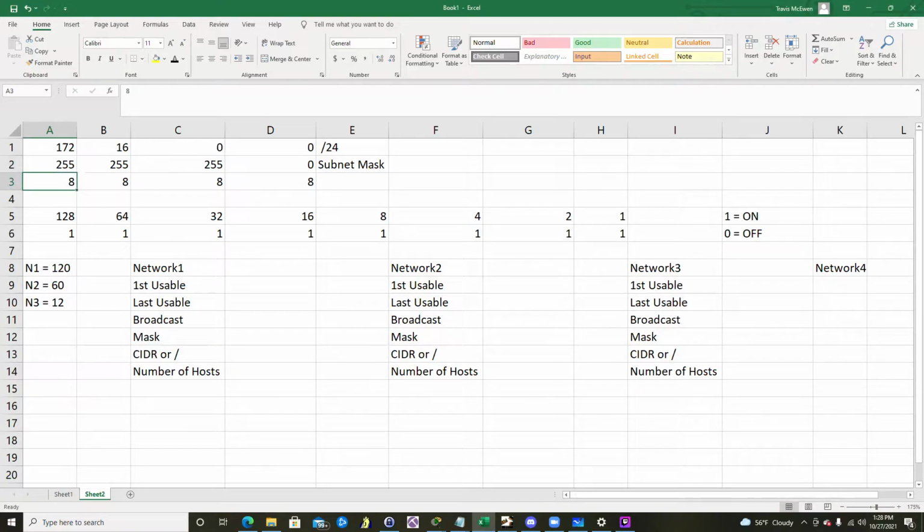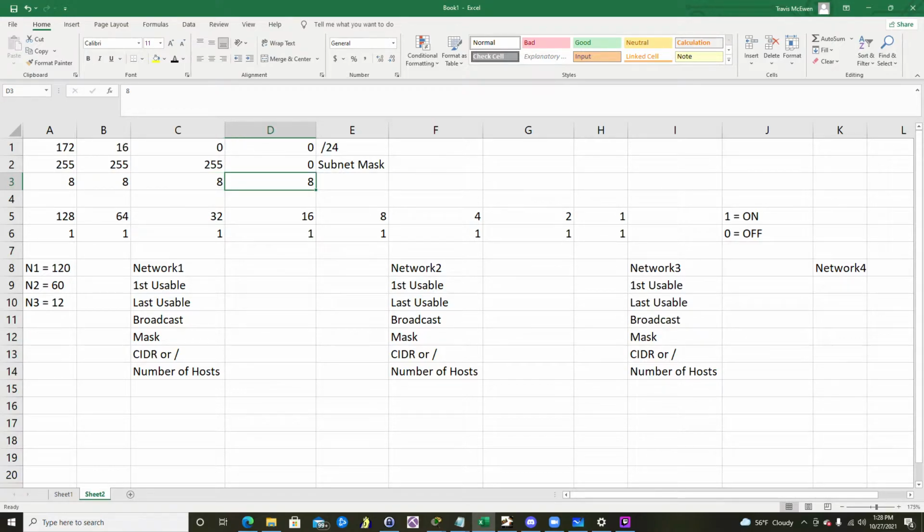So this right here, this /24 is stating that the first 3 octets are locked in place and I can't use them. It means the first octet, all 8 bits are turned on. The second octet, all 8 bits are turned on. That gives us 16. And in the third octet, all 8 bits are turned on. And so that gives us 24. 8 plus 8 plus 8.